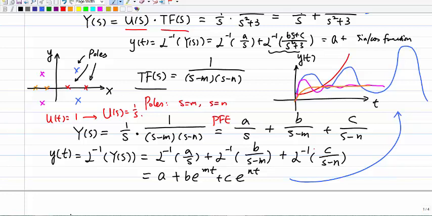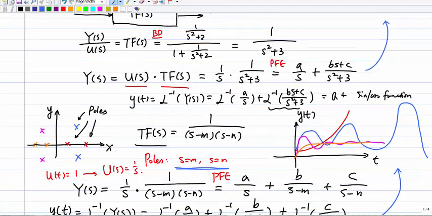Now you can see, this is a constant, so it doesn't affect the stability. The others depend on whether m is positive or negative. If the real part of m is less than 0, and the real part of n is less than 0, you can see this term will go to 0, and this term will go to 0. So essentially you will stabilize at the equilibrium point, which is a. So that is stable. Essentially the values of m and n, especially the real parts of m and n, are really important, which means the location of the poles is really important.